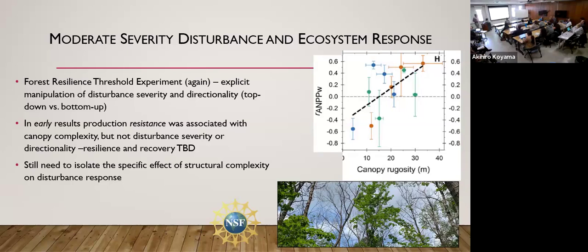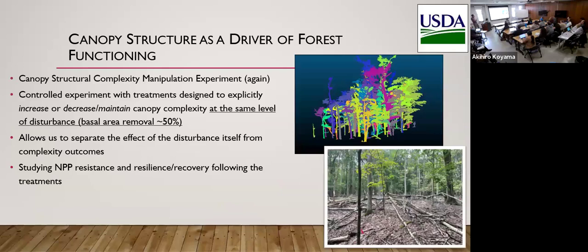We're also interested in isolating that complexity effect from the disturbance response. So again, this complexity manipulation experiment that we have at UConn, really this is a disturbance, right? We're going in and cutting a bunch of trees. So we're going to be able to follow this system as it responds to that disturbance, which was the same in every plot. We designed those complexity treatments and the maintain treatments to have essentially the exact same basal area removal, so the same disturbance severity. So we should be able to understand how those complexity outcome differences affect the resistance and resilience of the system to that disturbance. But again, we just did it, so it's going to take a decade for us to really understand that.